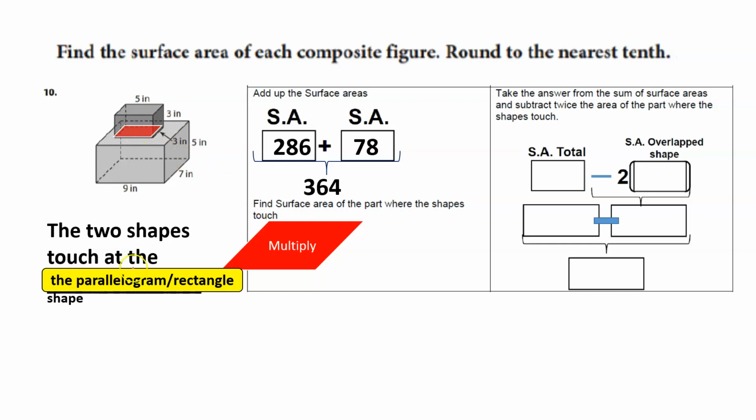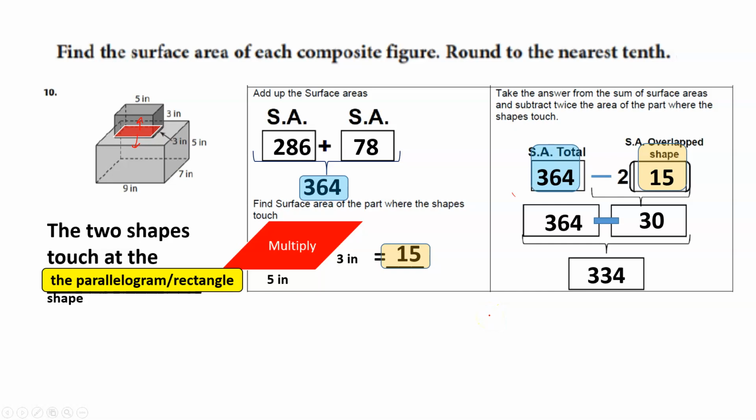Now, where it touches, which is this rectangle or parallelogram, let's find the area of that. What is 5 times 3? 15. So as you can see here, we're going to take our surface area total and our overlap shape, and we're going to subtract both. The reason you're using 2 times is because we counted that shape for the box below, and we counted that shape for the box above. So we're going to subtract essentially that rectangle twice. Take a moment right now: what would 2 times 15 be? And then what would that be subtracted together?